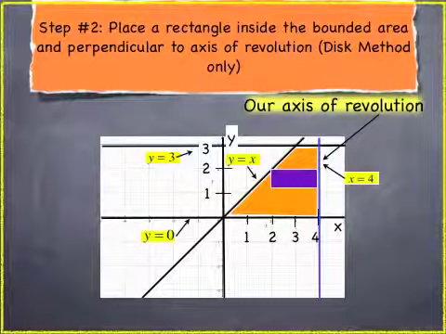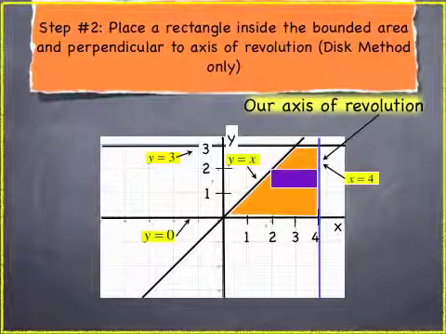After we've graphed everything, step 2 is to place a rectangle inside the bounded area. Because we're using the disk method, we want to make sure that rectangle is perpendicular to our axis of revolution. The axis of revolution, as we stated, was x equals 4, which I've shown in blue. We place this purple rectangle perpendicular to that line and within that bounded region. Make sure all the ends of that rectangle touch the ends of that bounded region.